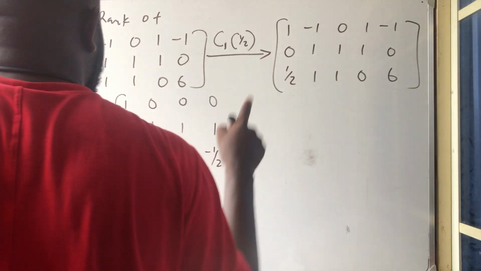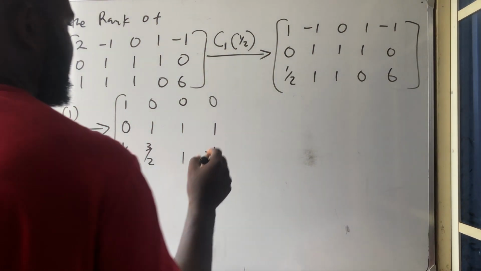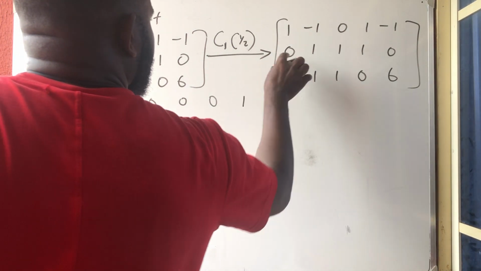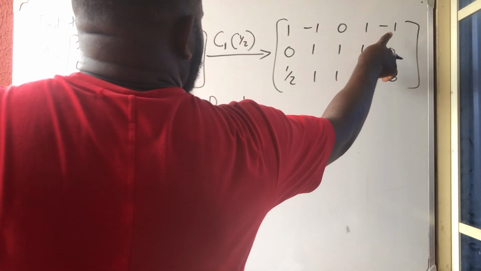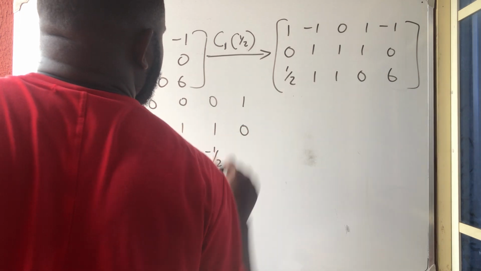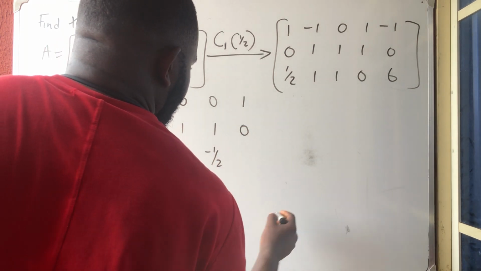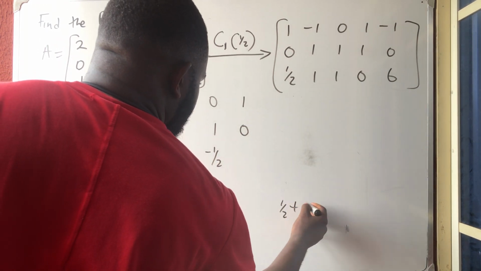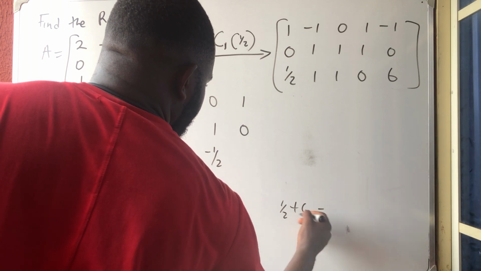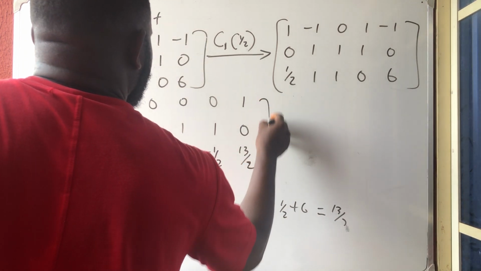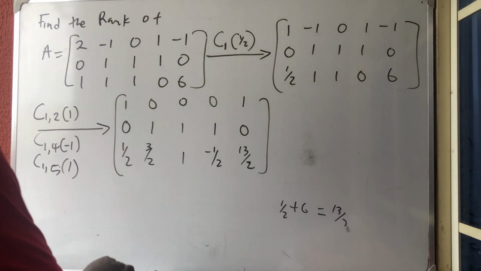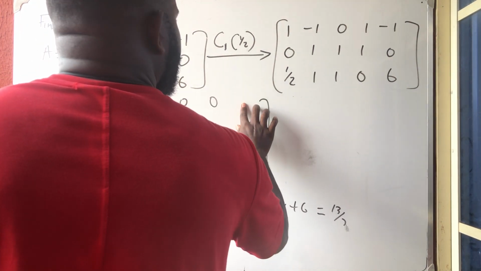Then the last one said multiply it by 1 and add to this. So I'm going to have 1. 0 times this is 0 and 0 there. Then 1 times this is half. Half plus 6 is 1 over 2 plus 6. We have 13 over 2. So that is that. Sorry, here should be 0.